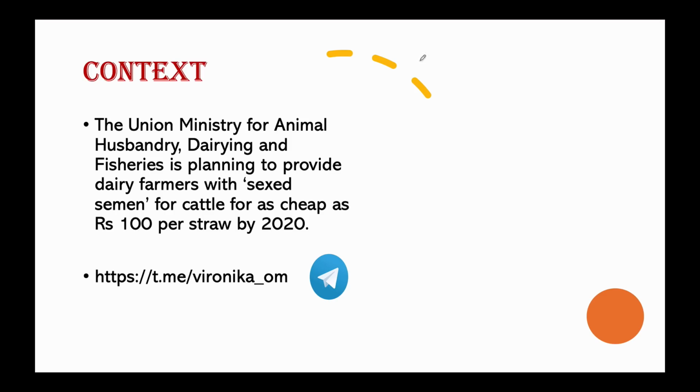So here we'll discuss in what context we are studying this today, because the Union Ministry for Animal Husbandry, Dairying and Fisheries has planned to provide dairy farmers with sexed semen cattle for as cheap as rupees 100 per straw by 2020. So this is the target.